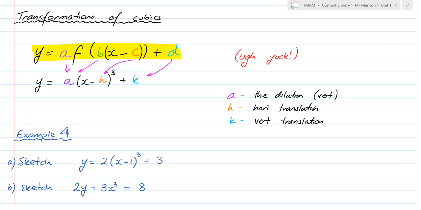And if you visualize a cubic, the one that's in this form, which I'll show you in a second, a horizontal dilation is actually kind of like a vertical stretch. So horizontal compression is the same as a vertical stretch. So we don't need B.